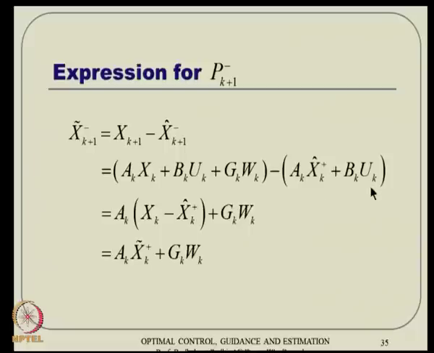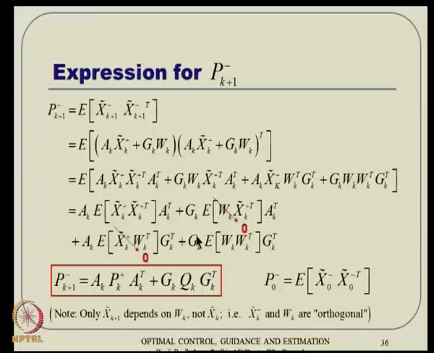Once you put it back, this k can be common. You have x k minus x k hat plus, which is nothing but x k tilde plus, plus this quantity, and then B u k and B u k get cancelled out. We combine the first term with the first term and leave the other one. Then G k w k turns out to be like this. So this expression is now available.